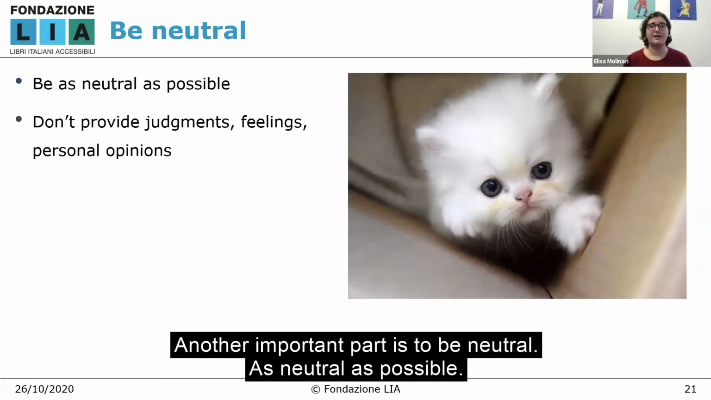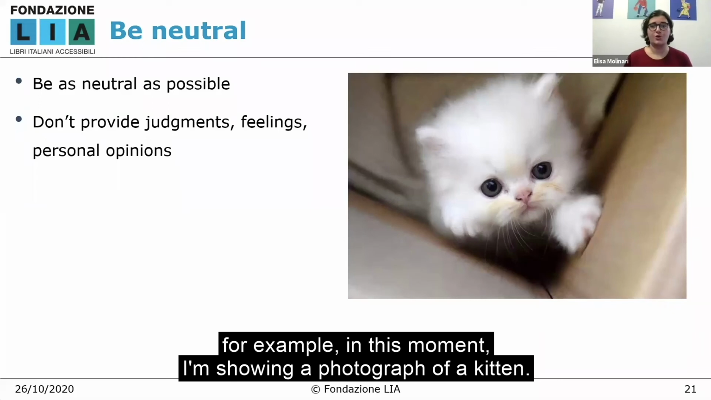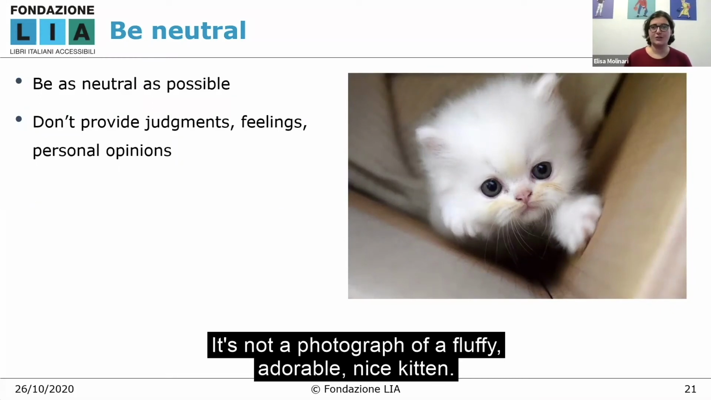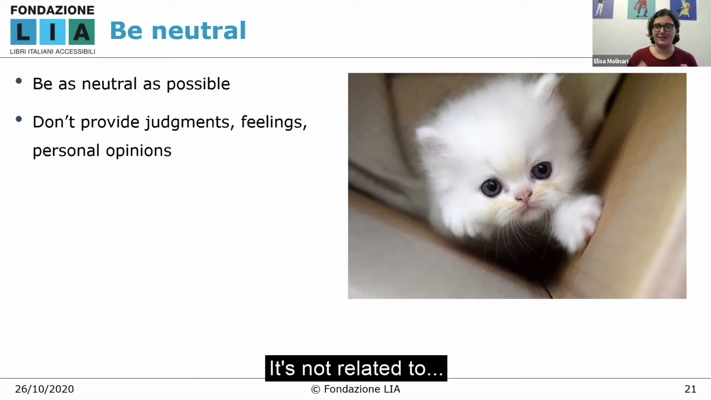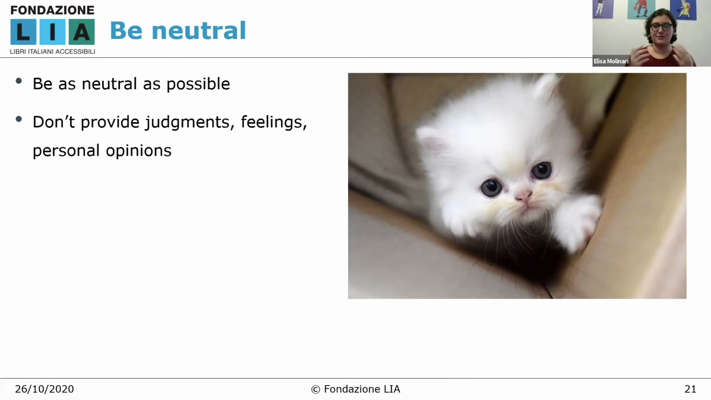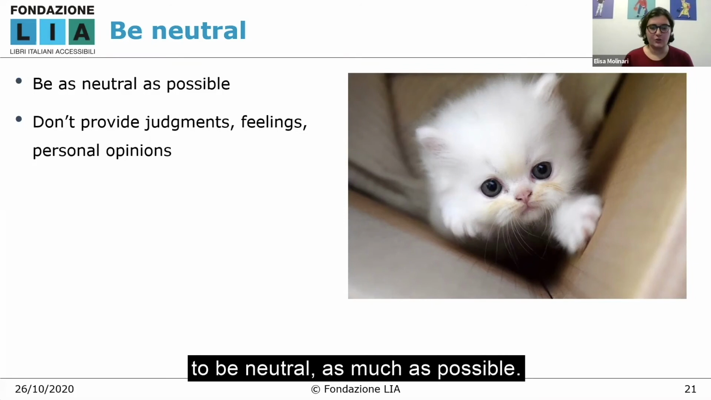Another important part is to be as neutral as possible. So you don't have to provide judgments, feelings, and personal opinions. For example, in this moment, I'm showing a photograph of a kitten. It's not a photograph of a fluffy, adorable, nice kitten. I don't like kittens very much. So the feeling that I have towards this is not related to good feelings, let's say. But it's really important when you have to provide alt text to be, again, neutral as much as possible.